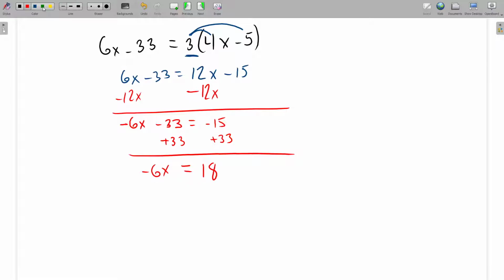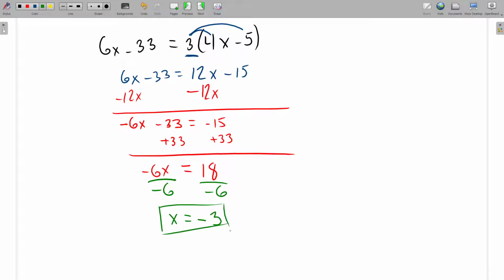To get rid of this negative 6 in front of the x, because they're being multiplied, we need to divide by negative 6. If we're dividing this side by negative 6, I also need to divide the other side by negative 6. So the negative 6's that are being divided on the left side with the x are going to cancel, leaving us with just x. And on the right, we have 18 divided by negative 6. It's a positive divided by a negative, so our answer is going to be negative. And 18 divided by 6 is 3.